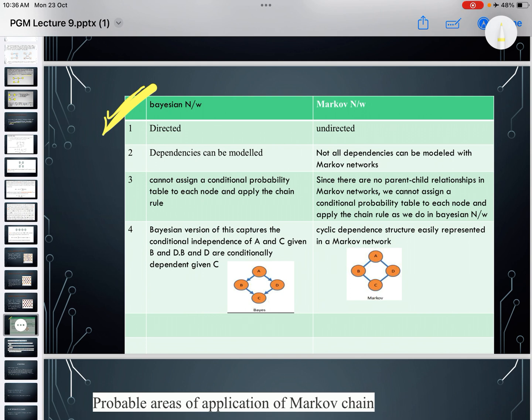Bayesian version of this captures the conditional independency of A and C given B and D. B and D are conditionally dependent given C. Cyclic dependency structures are easily represented in a Markov network.